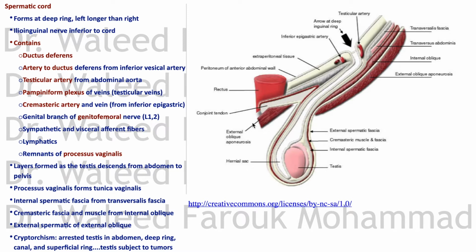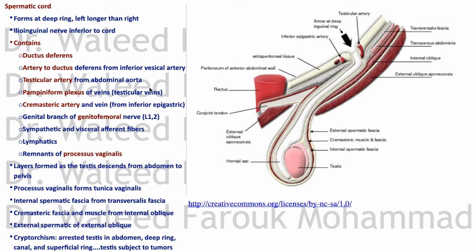What are the contents of the spermatic cord? The ductus deferens, which comes from the epididymis as continuation of the tail of the epididymis and ascends to enter the abdomen, and then goes behind the urinary bladder and joins the seminal vesicle there and opens in the ejaculatory duct. So this is the vas deferens coming from the outside to the inside, opposite direction in the inguinal canal. It takes its artery with it from the inferior vesical artery.